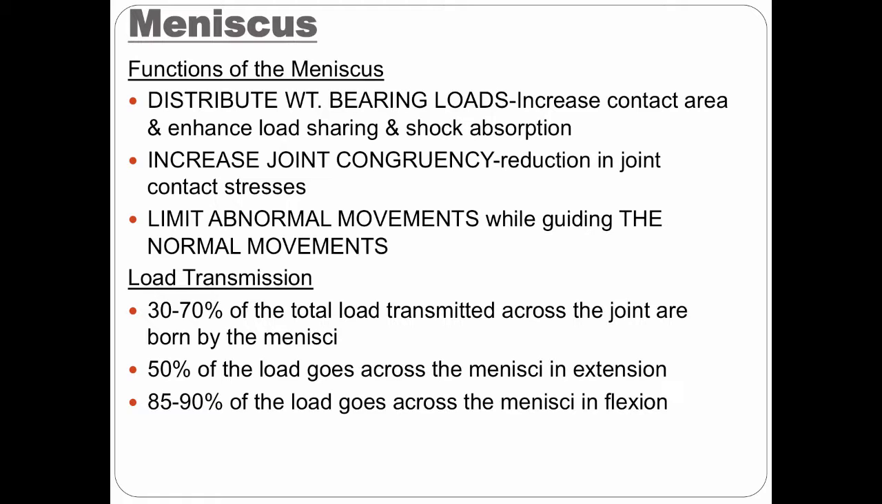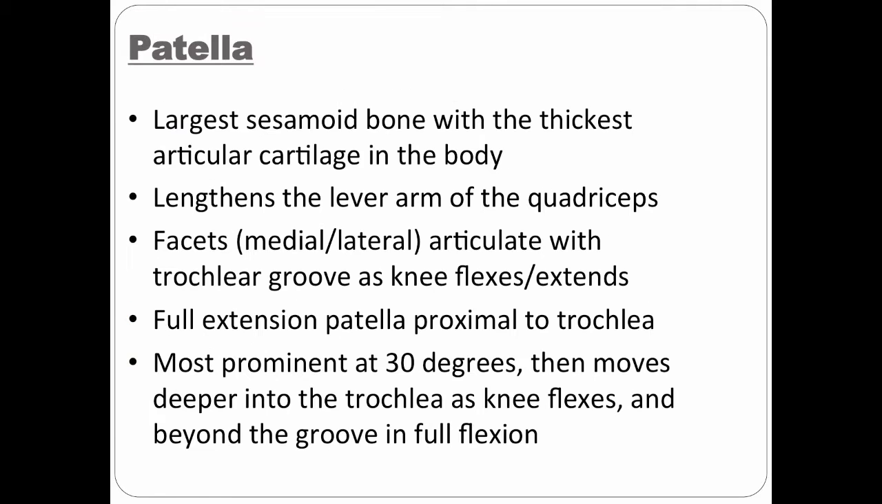So they also transmit load. 30 to 70% of the load transmitted across the knee joint is by the meniscus. So in extension, about 50% of the load goes across the meniscus, so not as much. Remember, in extension, they flatten out, they move anteriorly. In flexion, they bunch up, and in flexion, they transmit 85 to 90% of the load. So that is a huge and very important function of the meniscus that we need to be aware of.